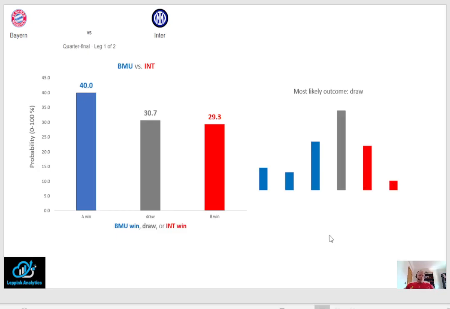Actually, the most likely outcome, which is the tallest bar here, is a 0 goal difference. So the chart on the left indicates a slight favor for Bayern Munich. If one of the two teams is going to win, then it's probably going to be Bayern Munich.